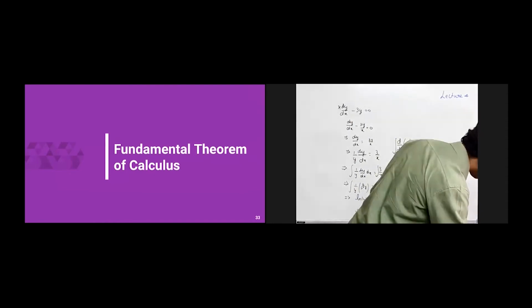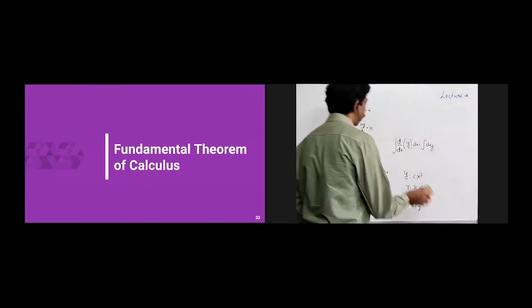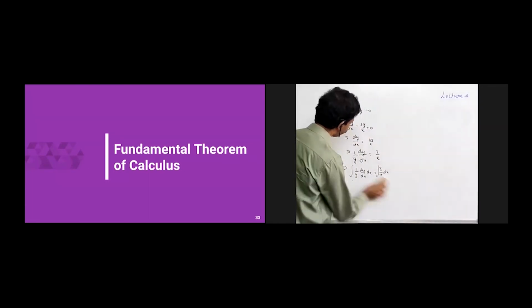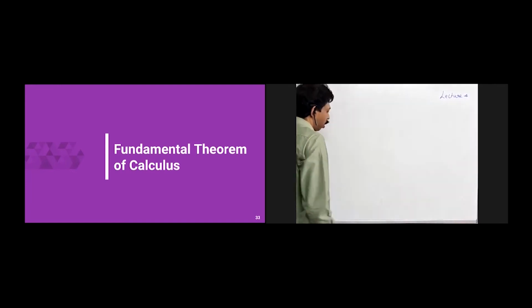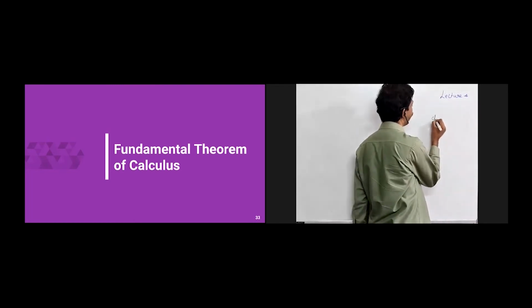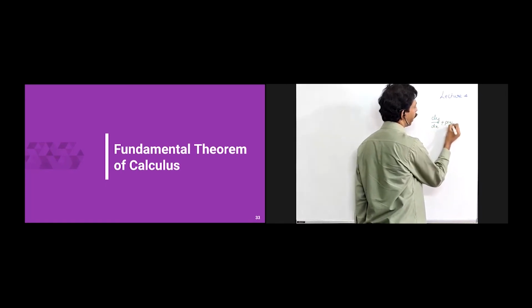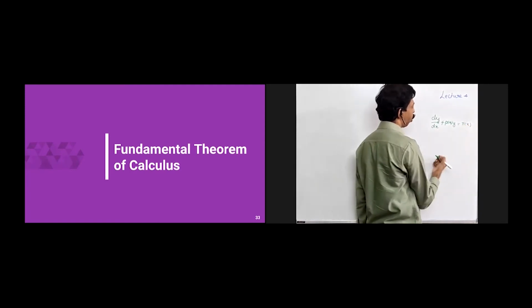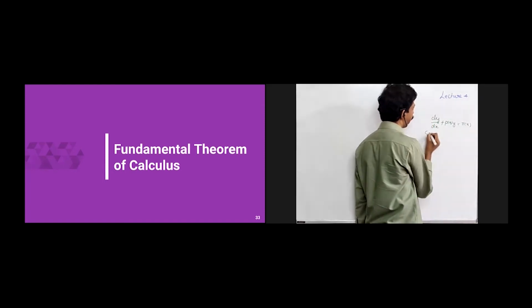So what is it going to say? In general, we need to solve this problem: dy by dx plus p of x into y equal to r of x. This is the first order linear ODE that we need to solve. So we are going to take three cases, case by case.